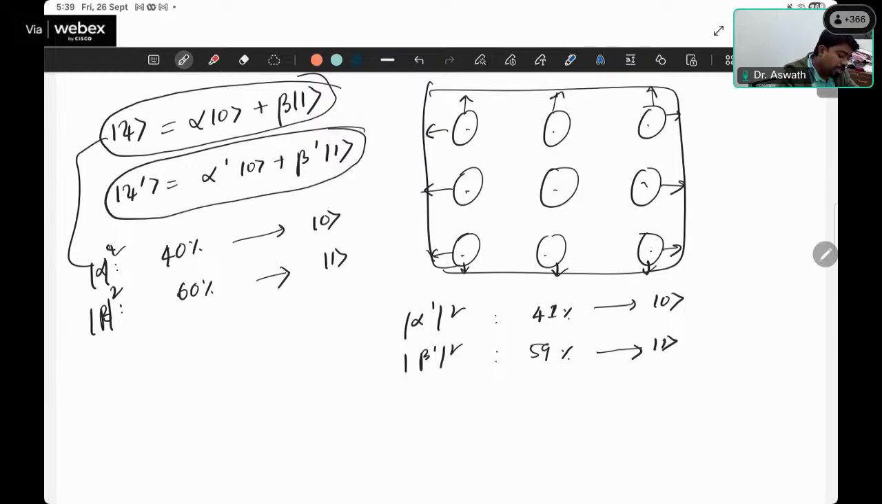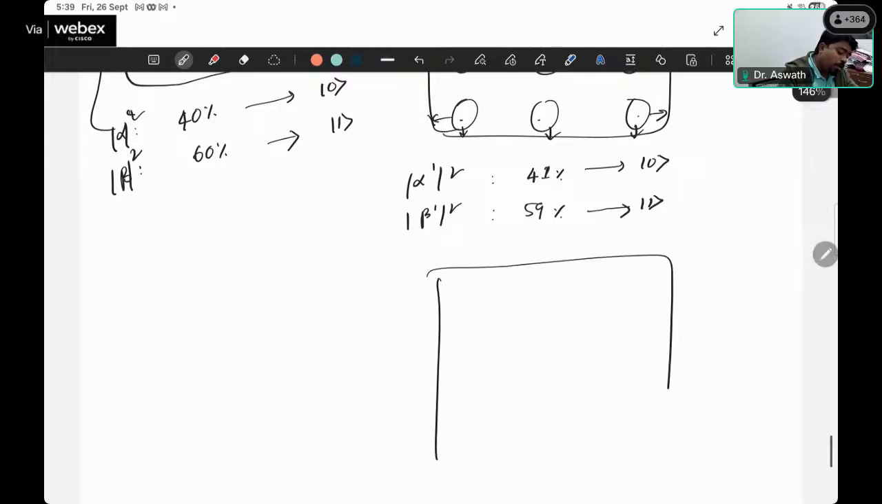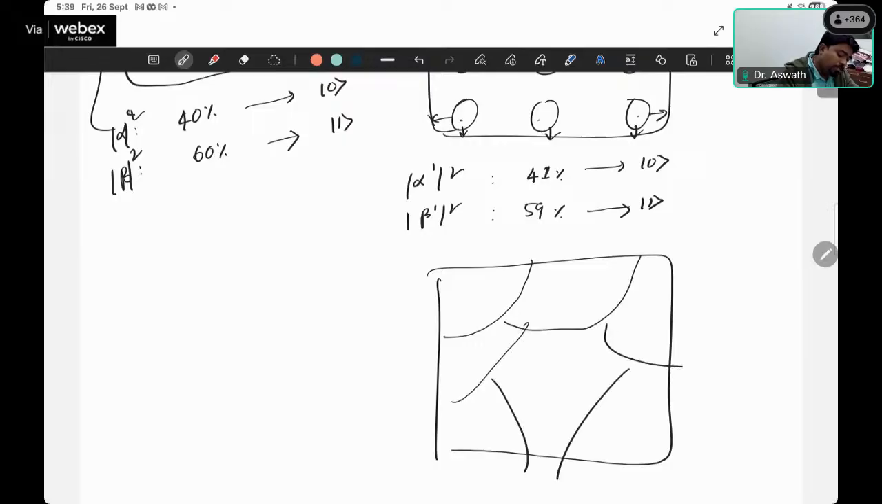Now I can't have a single quantum state representation for this entire group, so I need some other way of describing it. This is for 9 qubits itself. If I have so many qubits, there are groups of qubits which behave like psi 1, psi 2, psi 3, psi 4, psi 5, and so on.